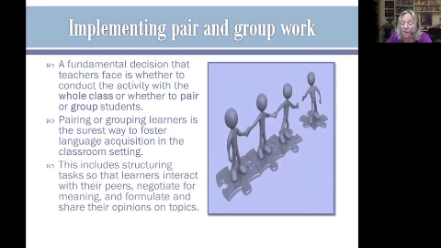Okay, so one of the things that we need to do is, when we're structuring our tasks in the language classroom, we need the learners to interact with their peers. You mentioned before that idea of negotiation of meaning, right? So we need them to negotiate meaning with each other. That's a very important principle of language acquisition. And we want them to share their personal opinions. That goes back to our principle of motivating learners, right? We want them to talk about things that matter to them.